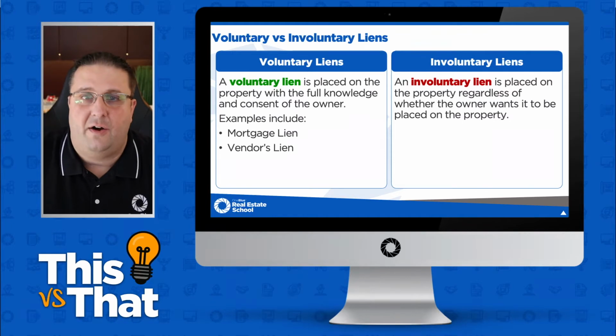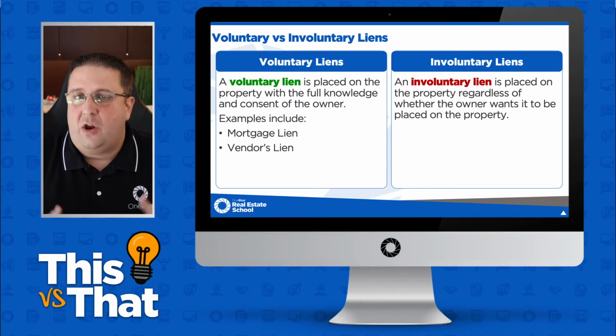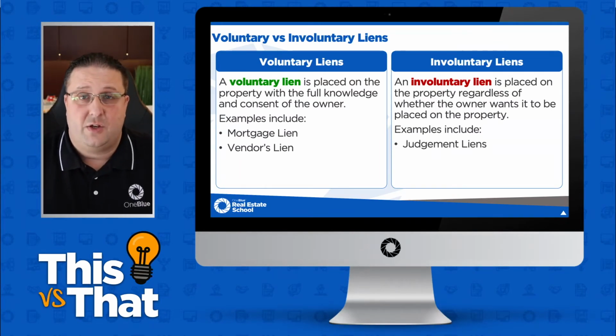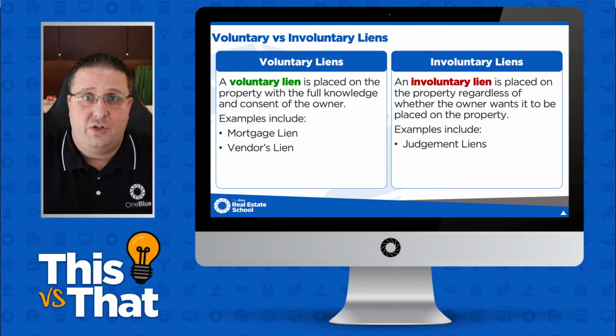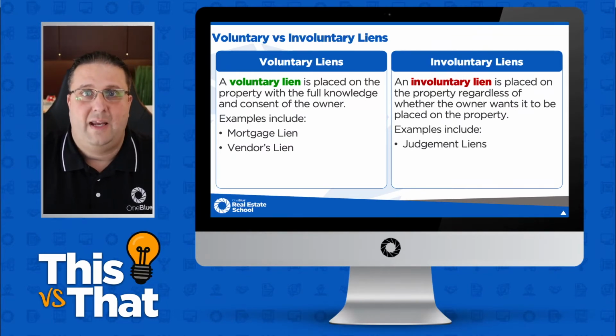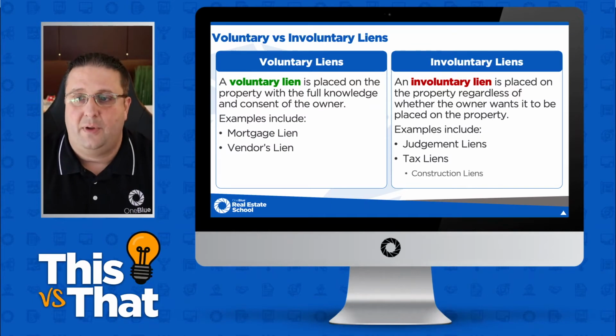Now an involuntary lien is placed on the property regardless of whether or not the owner wishes that lien to be placed on the property. So something is happening to kind of force the hand. Now, an involuntary lien example would include judgment liens. So if someone goes to court, they sue you, they win, well, the court can order a lien to be placed on the property. Another example is a tax lien. So if you don't pay your taxes, taxes can get placed on there.